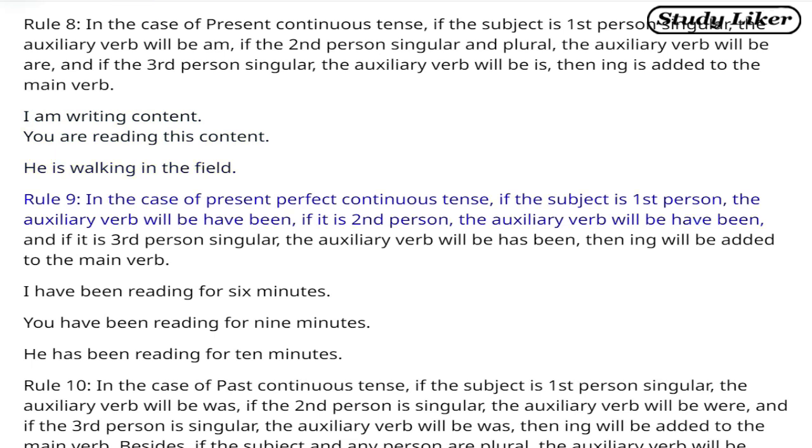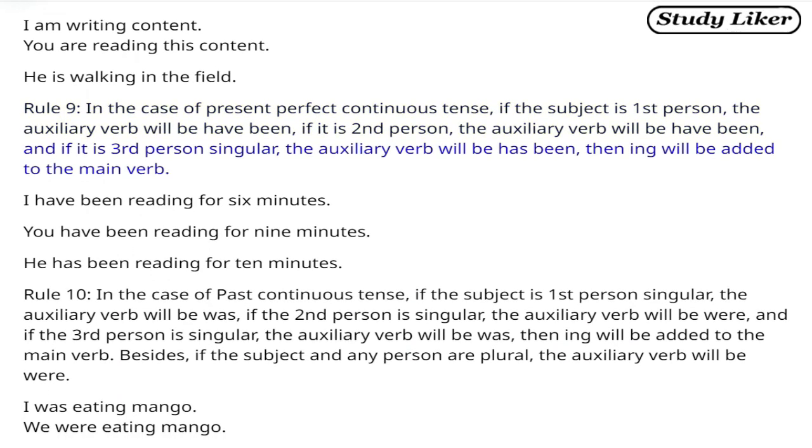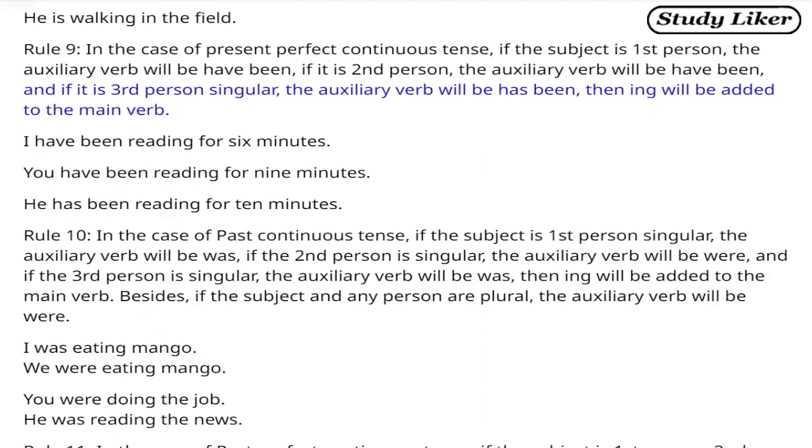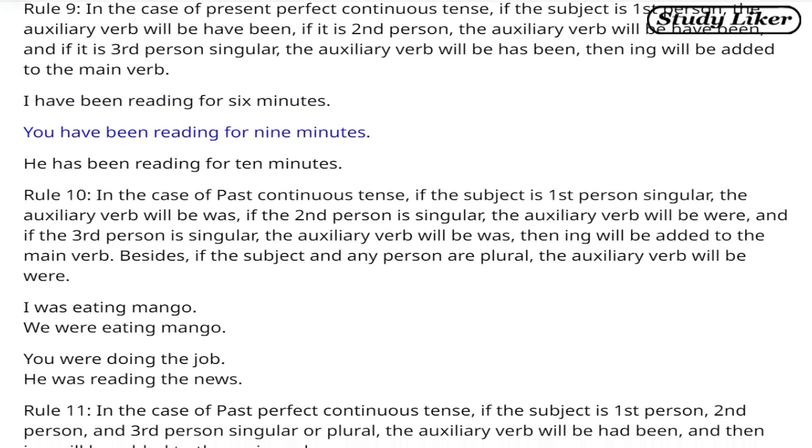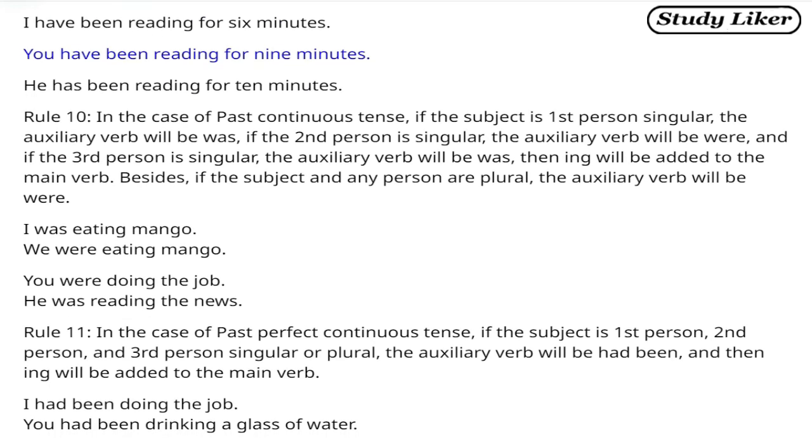Rule 9. In the case of present perfect continuous tense, if the subject is first person, the auxiliary verb will be have been. If it is second person, the auxiliary verb will be have been. And if it is third person singular, the auxiliary verb will be has been, then ing will be added to the main verb. I have been reading for 6 minutes. You have been reading for 9 minutes. He has been reading for 10 minutes.